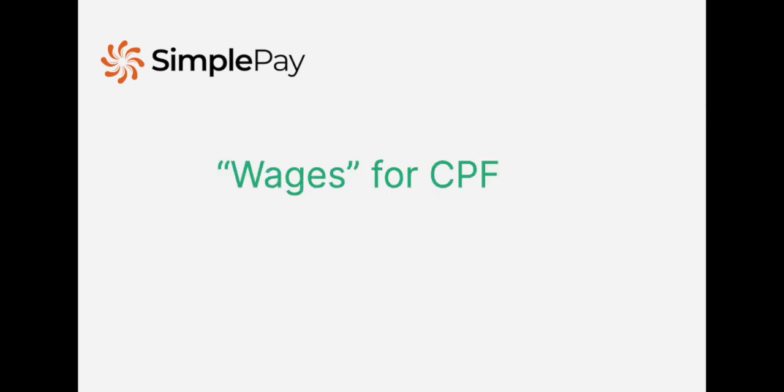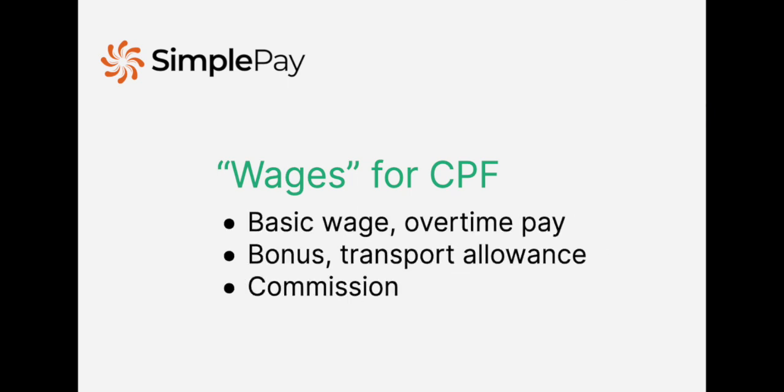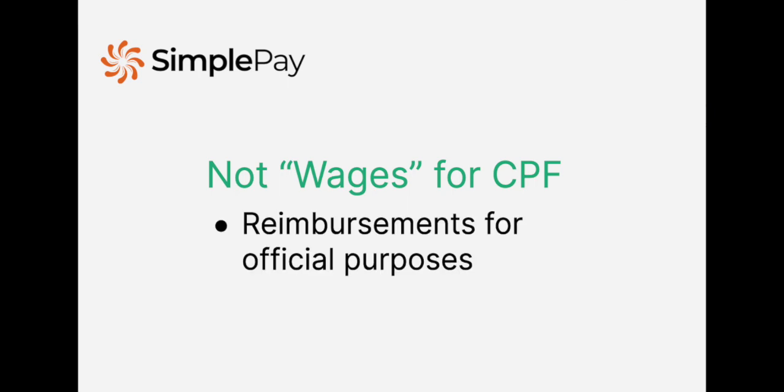Some examples of wages for the purposes of calculating CPF contributions are basic wage, overtime pay, bonus, transport allowance, and commission. An example of what is not regarded as wages for the purposes of calculating CPF contributions is a reimbursement of expenses incurred for official purposes. On the CPF Board's website, there is a comprehensive list of what is and isn't subject to CPF.